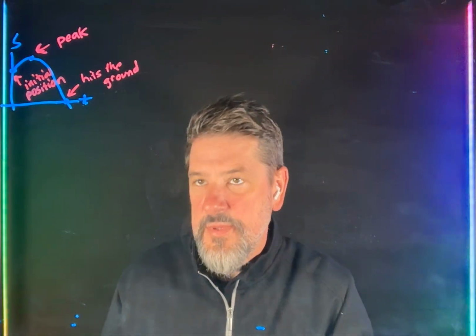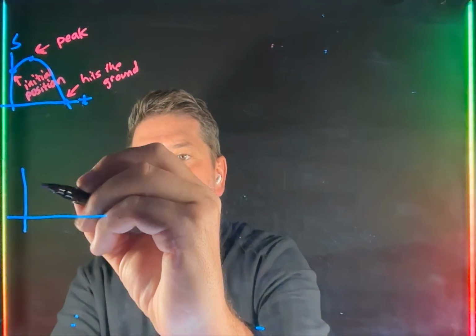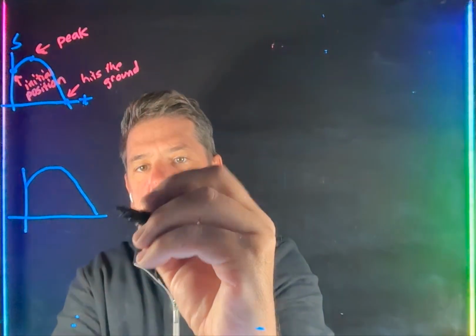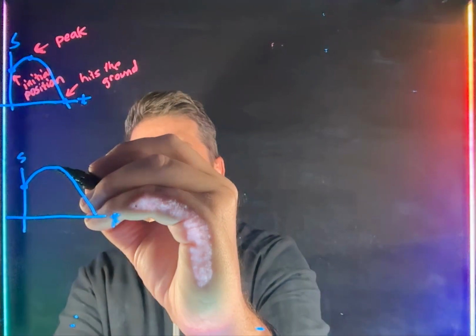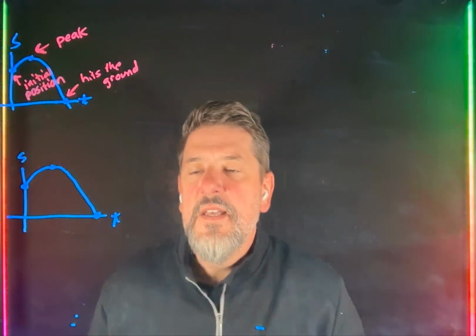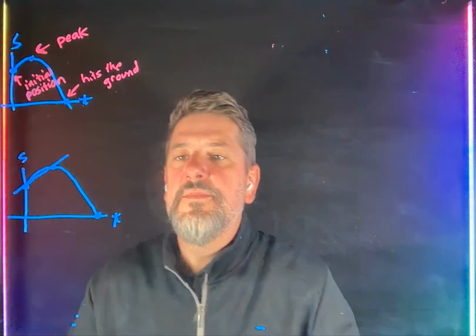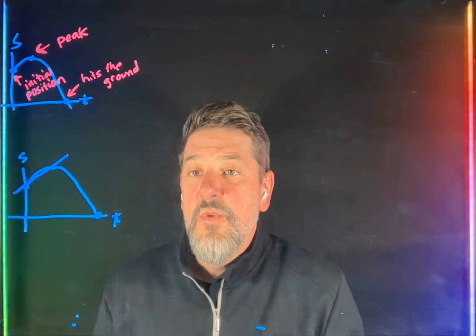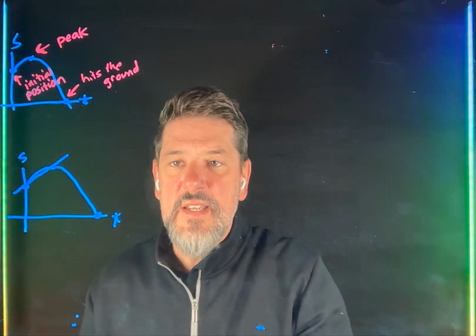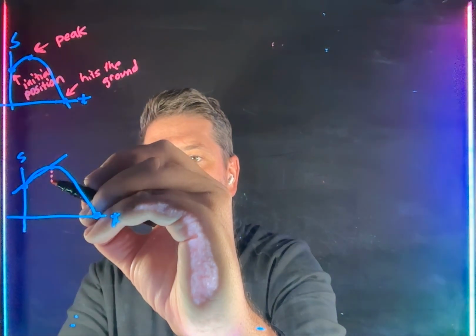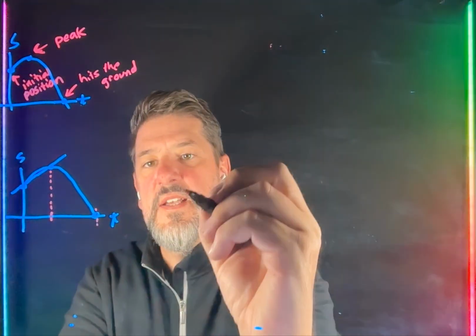All right, well, what happens if we want to connect 2 points together? Let's say here's our position, here's our time, same graph. And again, here's our initial position, here's our peak, and here's where it hits the ground. What happens if we want to connect 2 points together like this and make a line? What happens then? Well, each one of these positions, each one of these points has an x and a y value. So this right here has an x and y value, this right here has an x and y value, and this right here has an x and y value.